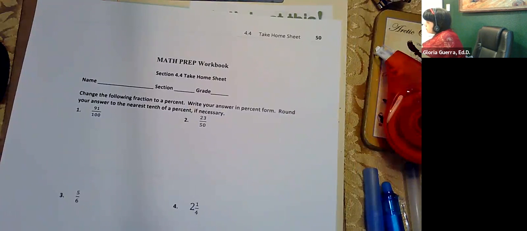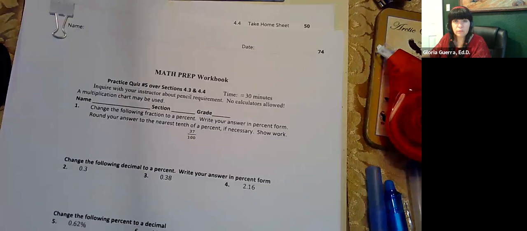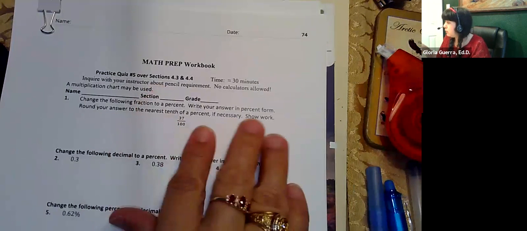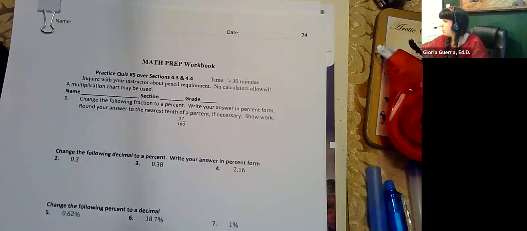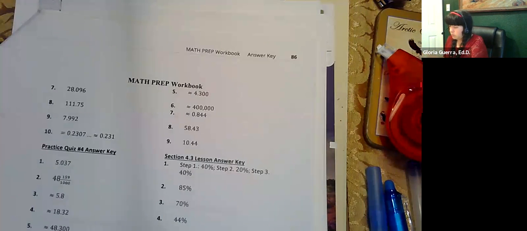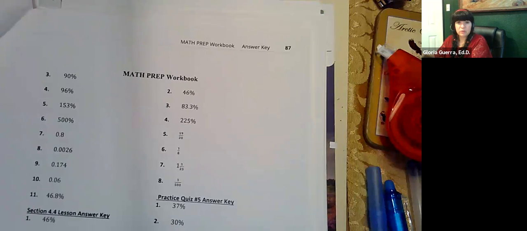And I was trying to look for mine. I think mine is here. See, practice quiz number 5. You have a practice quiz on page 74. And then again, you could check your work in the back of the COREC, because after that 43, 44, you have the practice quiz answer key. So you could check your work.